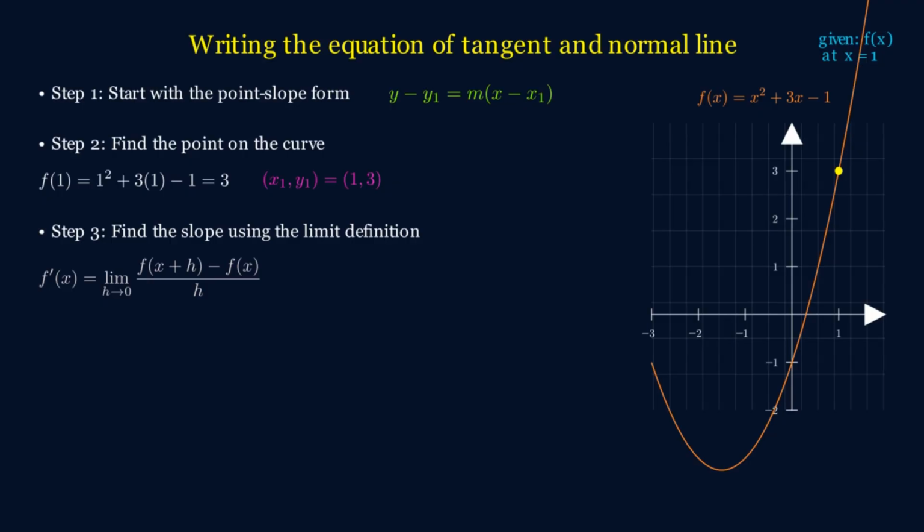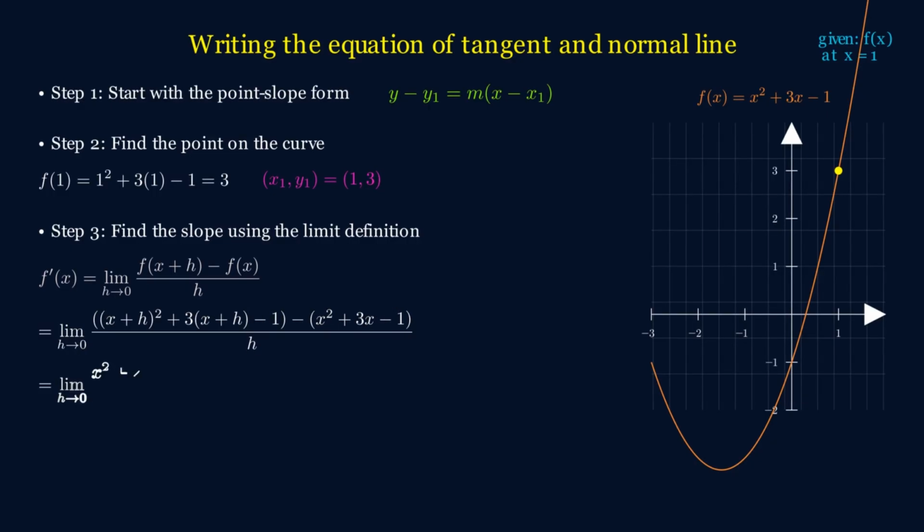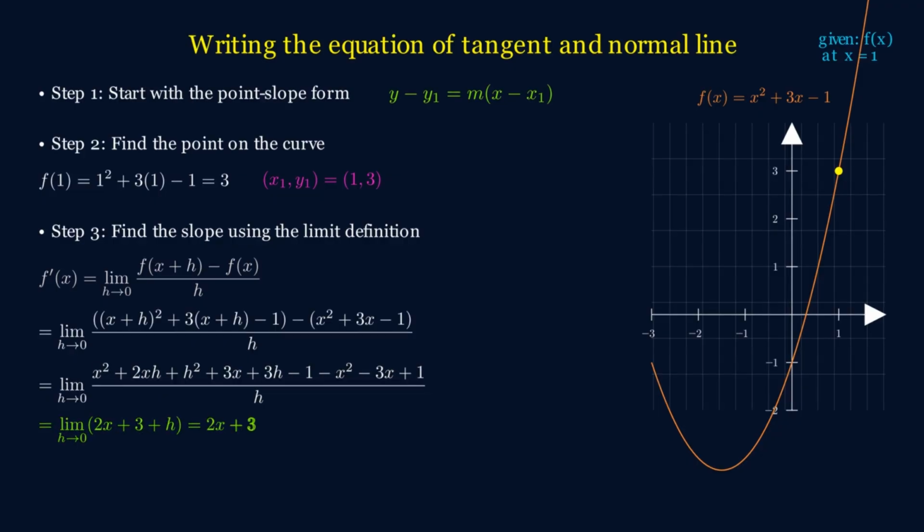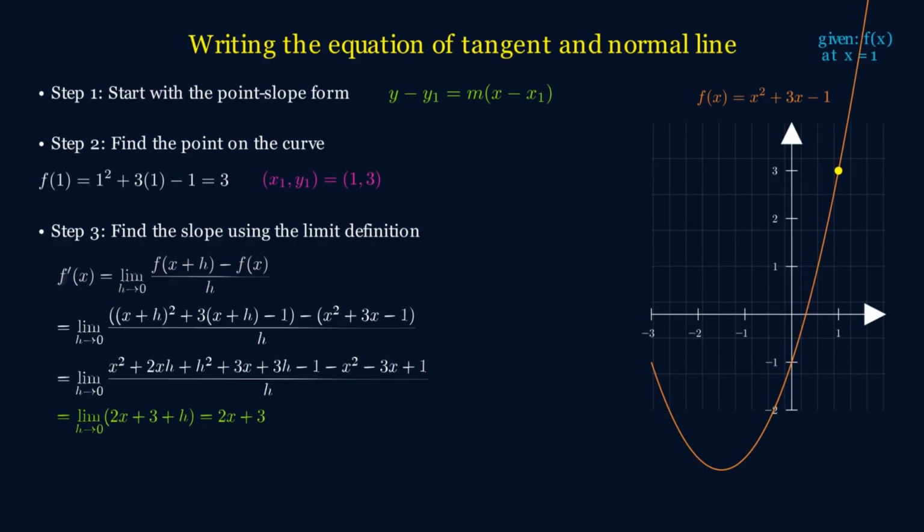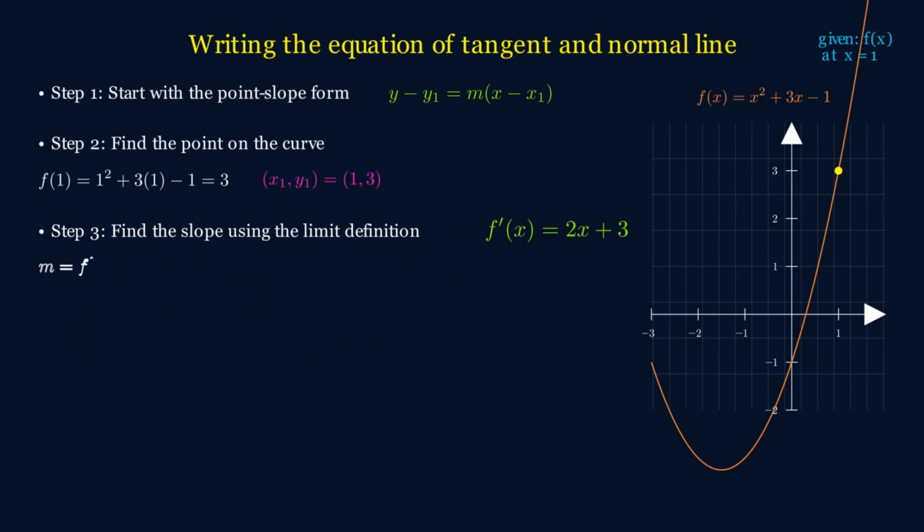F prime of x equals the limit as h goes to 0 of f of x plus h minus f of x over h. We expand and simplify, and this time the slope becomes 2x plus 3 plus h. As h goes to 0, it simplifies to 2x plus 3. At x equals 1, that gives us m equals 5. For the normal line, we take the negative reciprocal. M sub n equals negative 1 over 5.